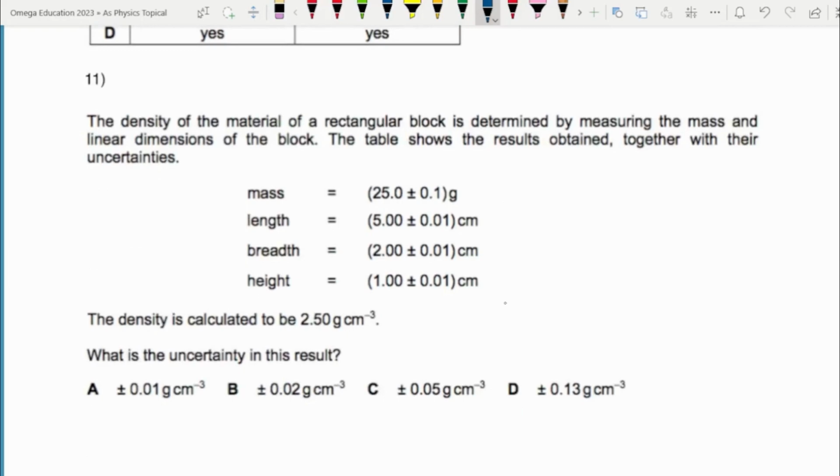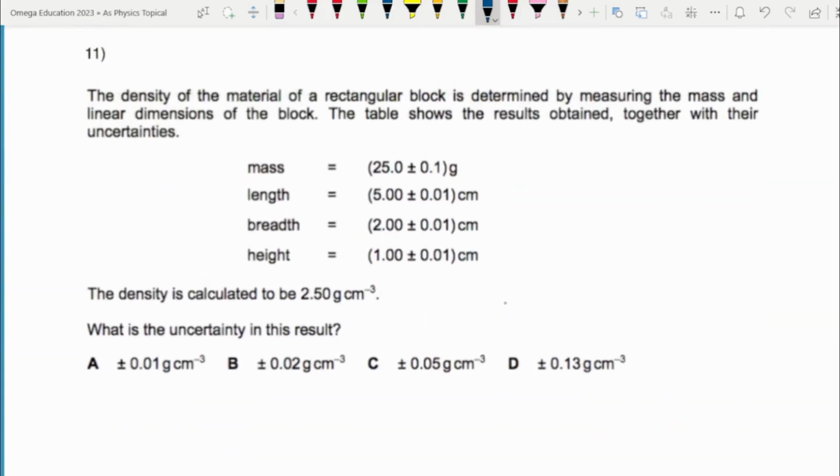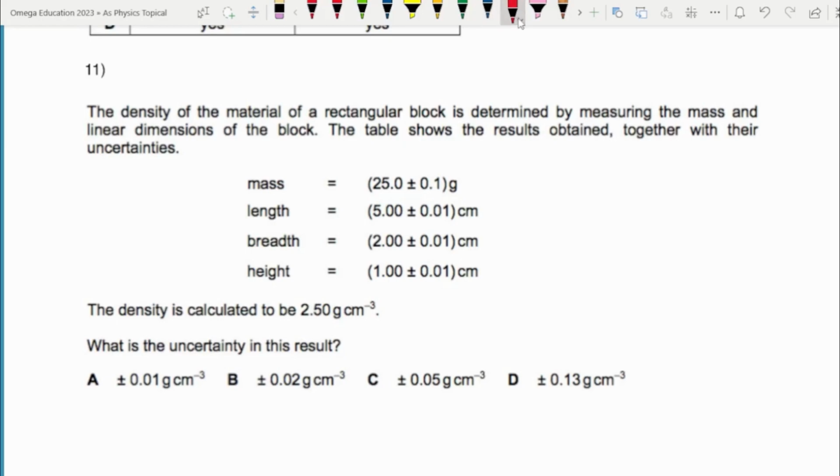Okay, then we have question number 11. The density is calculated to be 2.5 gram per cubic centimeter. What is the uncertainty in this result for the density? Okay, so let's check it out. For the uncertainty in the density, first of all, let us write down the formula. Density equals mass over volume.